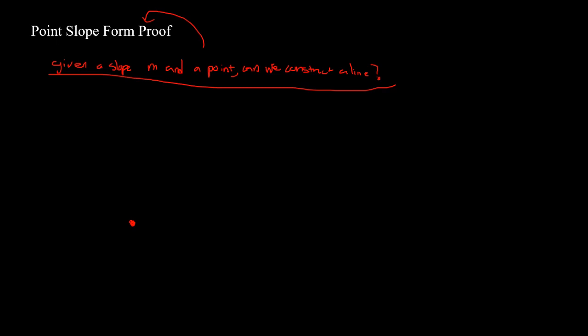So let's say we have a point in red that I drew over here, and we also know the slope. By the way, we are given this point. So let's go over some distance x, and then let's go up some distance y. Because we are given the slope, I'm going to say that the slope in this case is going to be equal to y over x. This is given, by the way.